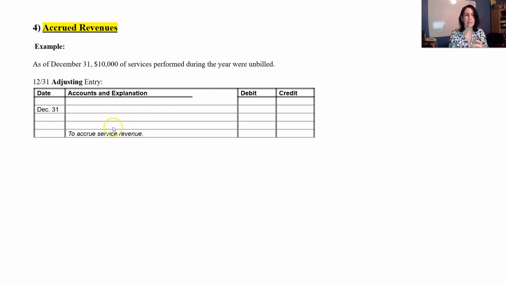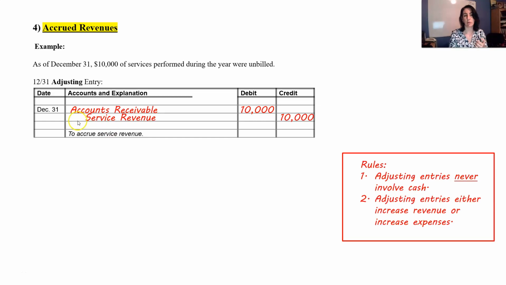So if that's the case, but we did the work, we want to make sure the revenue is recorded in the right period right now at December 31st, even though the cash isn't going to come until later. So we will record a receivable because we know they owe us the money, and we'll record the service revenue. No cash is involved here because we're not going to get paid until next year, but we want to record that $10,000 of service. All right, and here's where we go on to number 3.